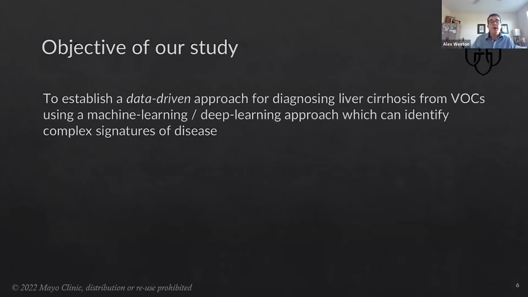So the objective of our study is to establish a data-driven approach from these spectrogram signals to diagnose liver cirrhosis from VOCs using machine learning or deep learning, which hopefully will allow us to parse out a more complex signature of the metabolites in a patient's breath.